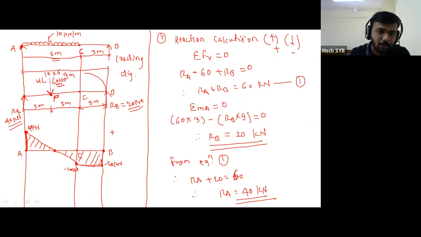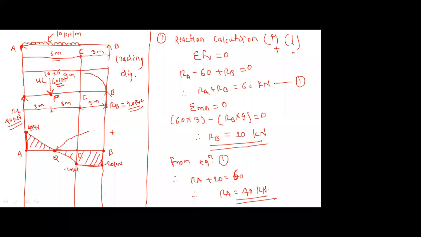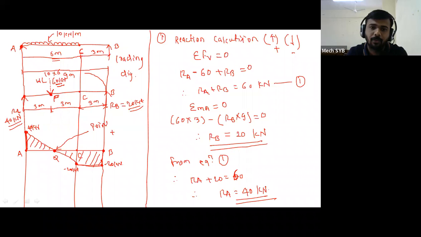Okay, here you will get one point in between A to C. That point I will consider as Q. And what is that point? What is the meaning of this point? Point of contra shear. Contra shear. Point of contra shear. Correct.